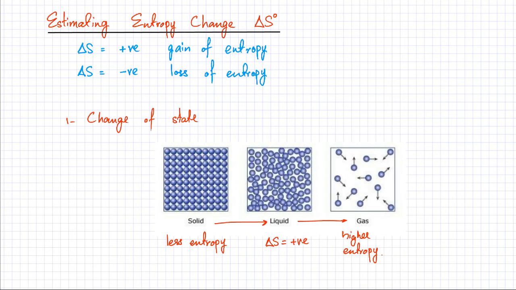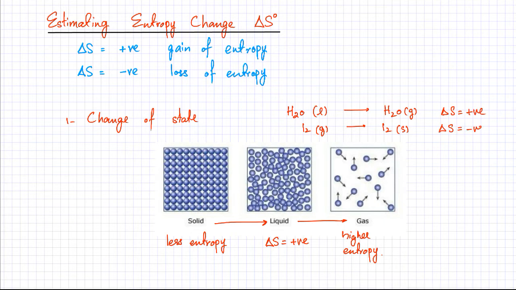So moving from solid to liquid to gas, the sign of delta S is going to be positive. As an example, if I have this reaction where H2O liquid changes into H2O gas, that would indicate that delta S is positive because there is a gain of disorder or gain of entropy. Vice versa, if I have another reaction in which iodine gas becomes iodine solid, it's going from a gaseous state to a solid state. That means disorder is decreasing, delta S is negative in this case, and there's a loss of entropy.